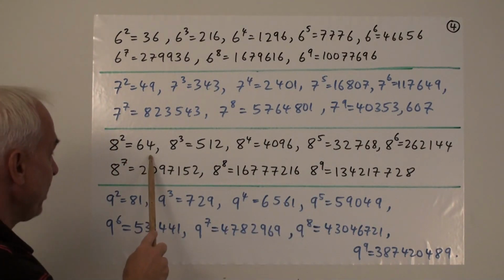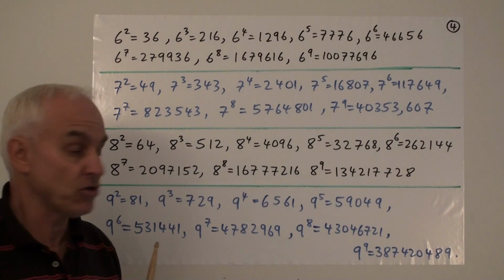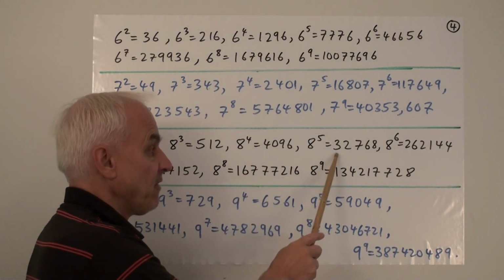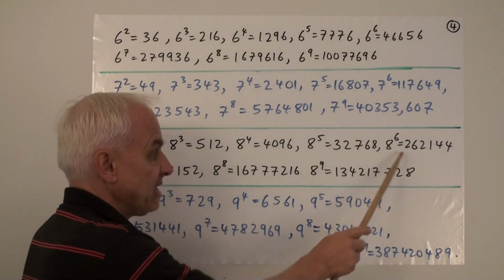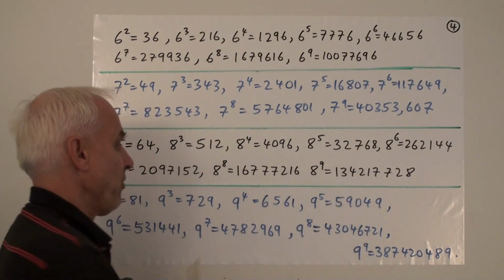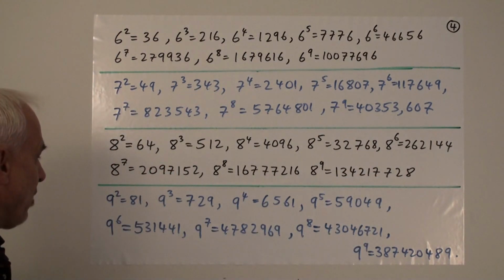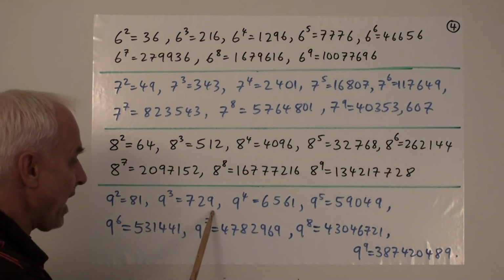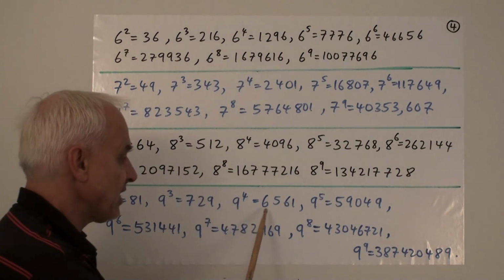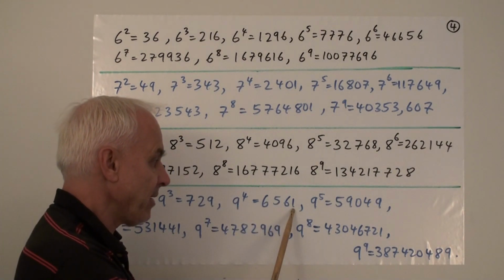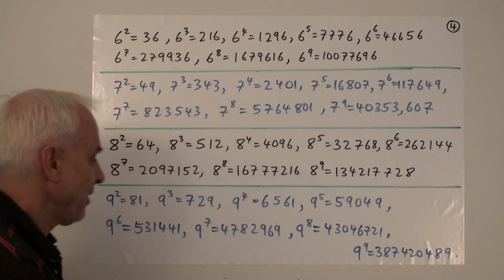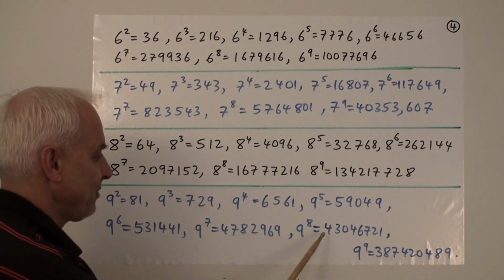Powers of 8. 8 squared is 64. 8 cubed is 512. 8 to the 4th, 4,096. 8 to the 5th, 32,768. And there are some higher ones. And powers of 9. 9 squared is 81. 9 cubed is 729. 9 to the 4th is 6,561. 9 to the 5th, 59,049. And some higher ones.